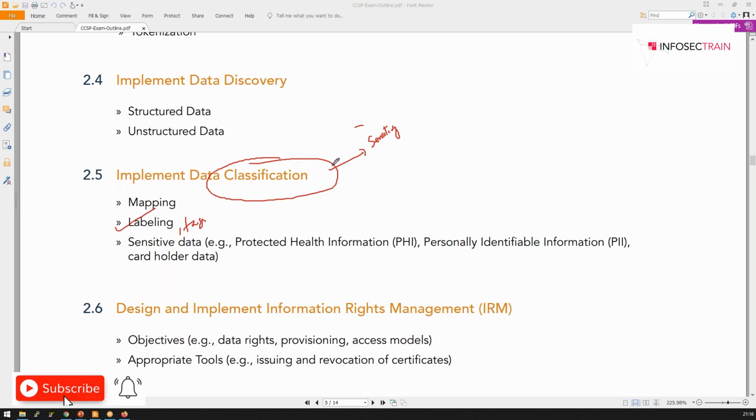And understand that if you are not able to properly classify data, it can lead to poor or improper security controls. Exam critical point. If you fail to properly classify your data, it will lead to poor security controls. Don't forget. Okay, that's it.